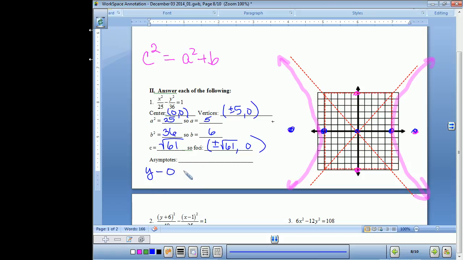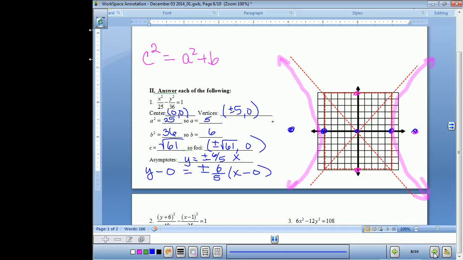So the asymptote is y minus the y value at the center, rise over run, b over a, plus or minus 6/5, times x minus the x value at the center. So do we really need those zeros? No. We can say y equals plus or minus 6/5 x. That's my positive slope and the negative slope for the asymptotes. That's actually two different lines. Make sense?